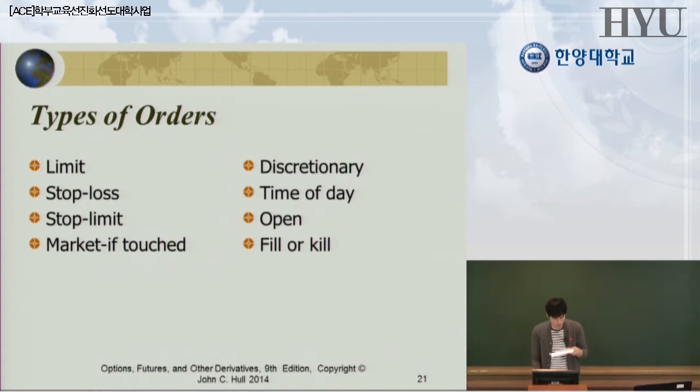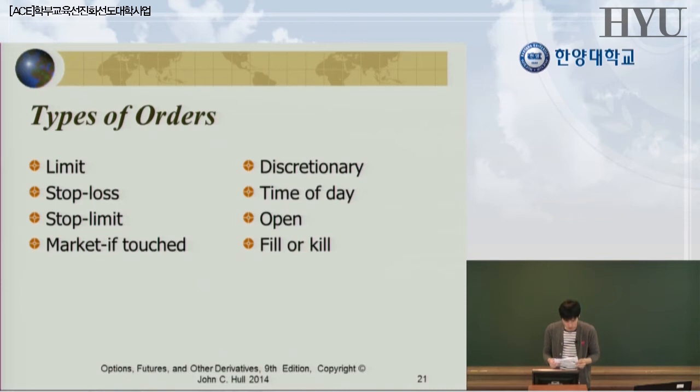Stop loss orders are used to prevent losses or to protect profits. It's like, sell for me before I lose more. Stop limit orders are a combination of stop and limit orders. Once the stop level is reached, the order automatically turns into a limit order. And market if touched orders are orders that become market orders once a specified price is reached.